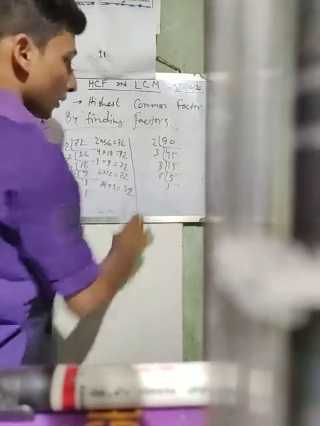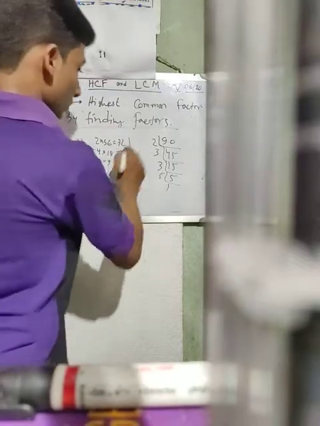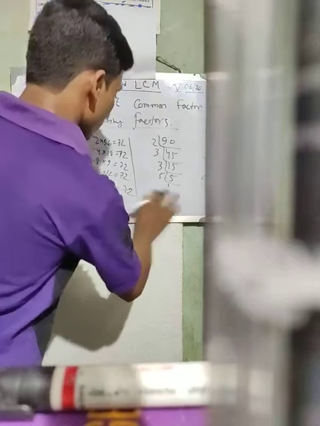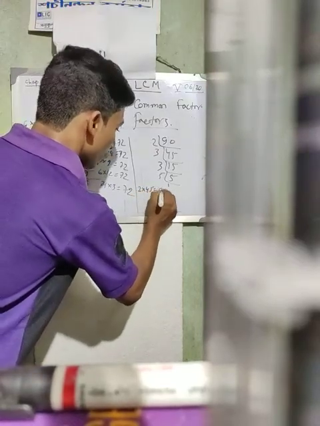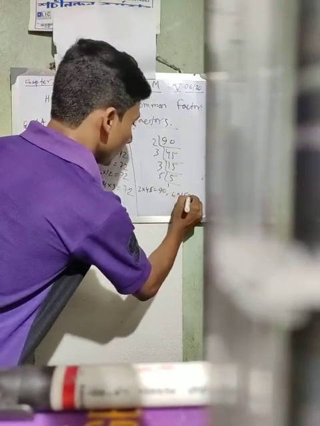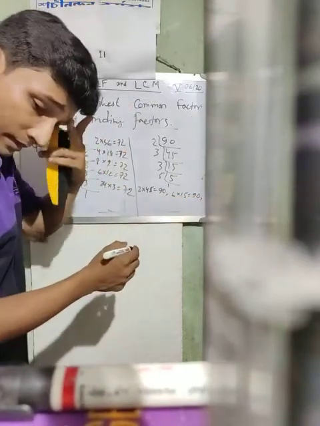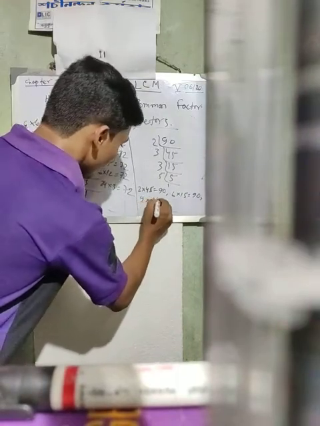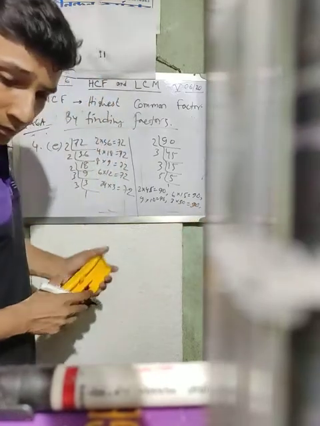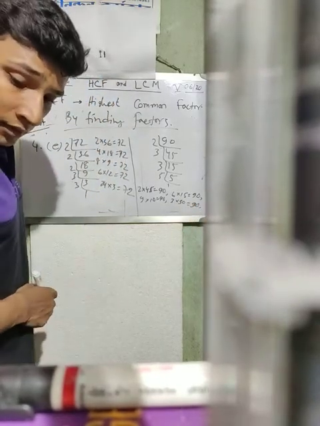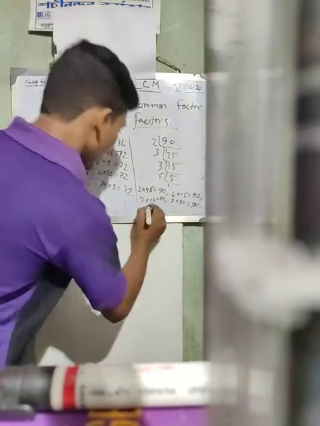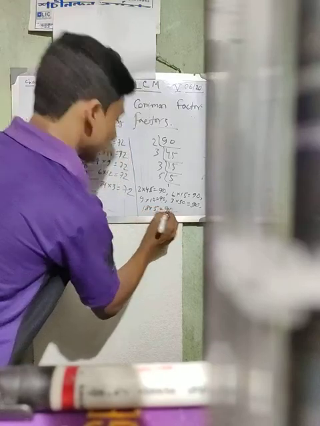And similarly, we can also find for 90. 2 into 45 is equal to 90. So here we write 2 into 45 is equal to 90. And 6 into 15 is equal to 90. 9 into 10 is equal to 90. 3 into 30 is equal to 90. And 18 into 5 is equal to 90.